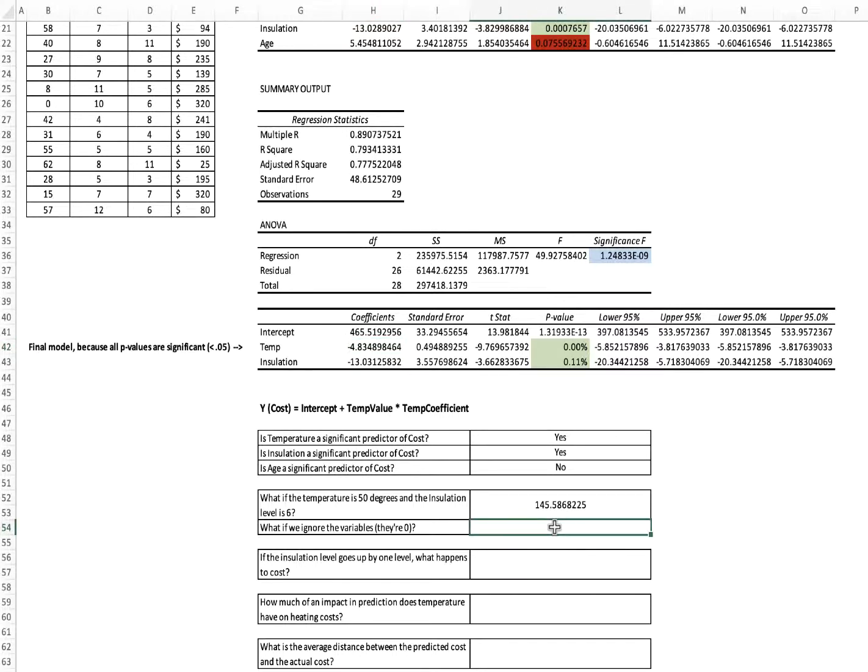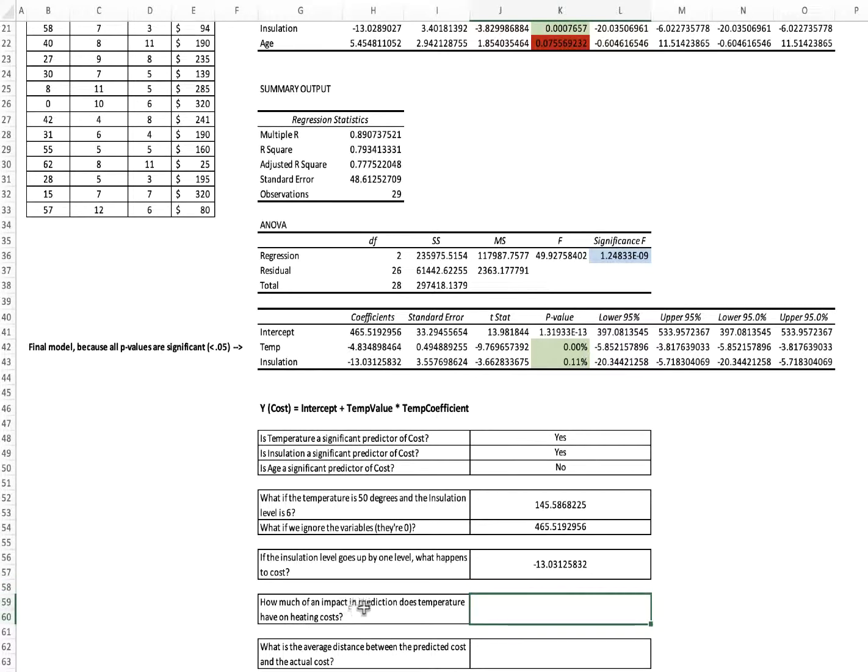Now I accidentally skipped one. What if we ignore the variables? What if they're 0? If the variables are 0, then all we have left is the intercept, because anything multiplied by 0 is going to be 0. So if we ignore the variables, this is where it's going to cross the y-axis at the intercept. And I'll put this one in here too. If the insulation level goes up by 1, that was a negative 13. We expect the cost to go down by $13.